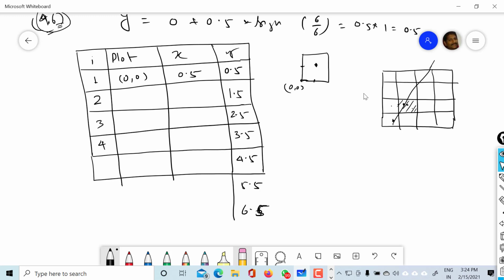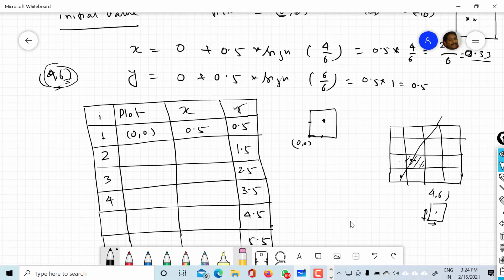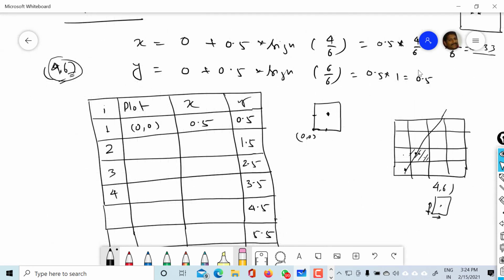Because the last pixel is 4, 6, the center point of that pixel will be halfway more, therefore this will be 6.5. Its value is in the y direction, therefore we should have taken y. So if this value was 6, then halfway more means 6.5. This will be our base value, and we have to calculate the next value of x accordingly, so by using this formula, we can calculate this one.